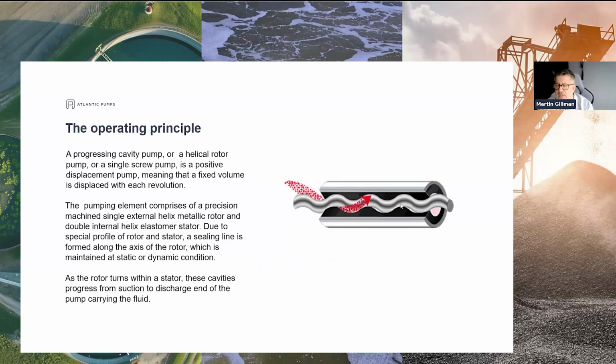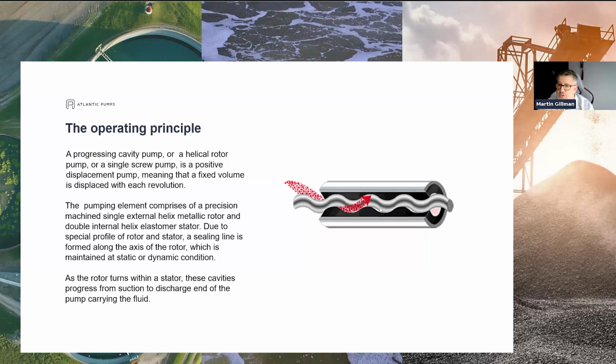So we have that rotor, as I just discussed when we looked at the cross section, that's turning within the stator, generally speaking counterclockwise. So we draw in at one end, our liquid moves through the pump, it conveys through, it progresses through, hence progressive cavity, and comes out the other end effectively.